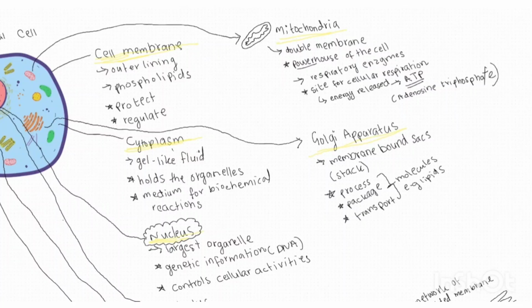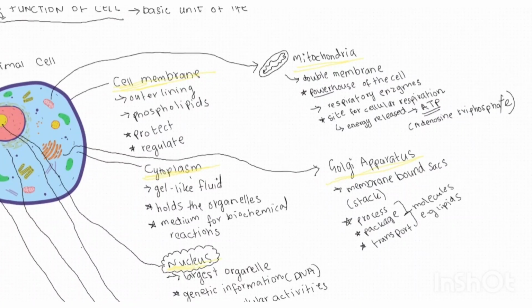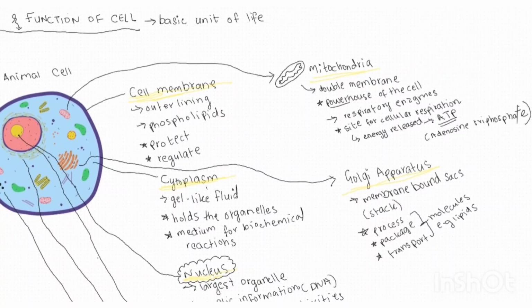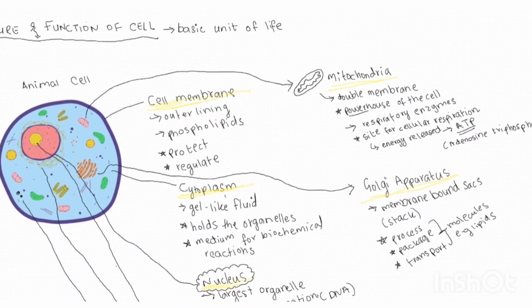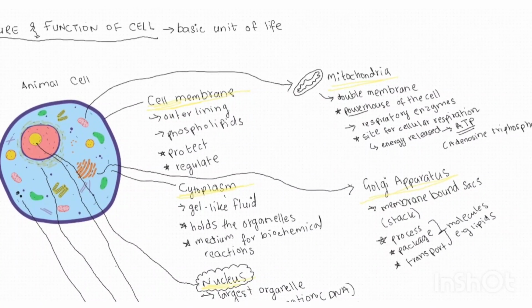Mitochondria, double membrane, powerhouse of the cell. It has respiratory enzymes because cellular respiration takes place there, and it releases energy in the form of ATP. Let's move on to a different organelle, the green looking one. Again, you have to follow along carefully because I realize it's getting very crowded here. Okay, the green looking one.